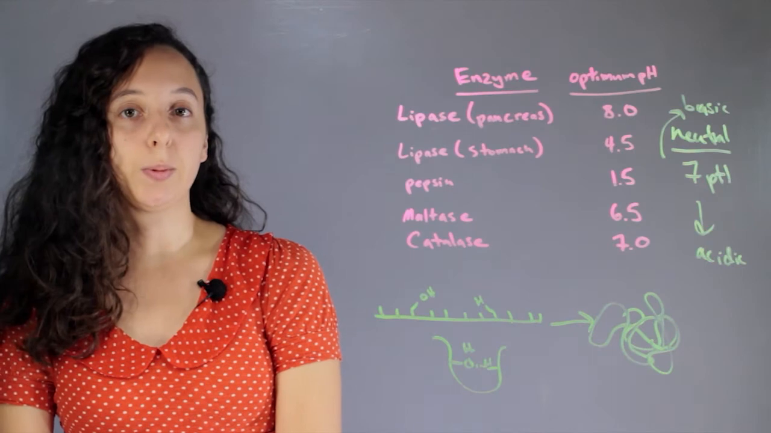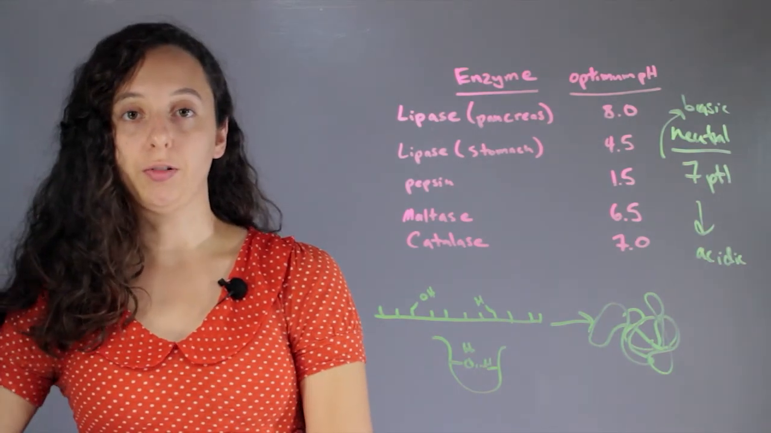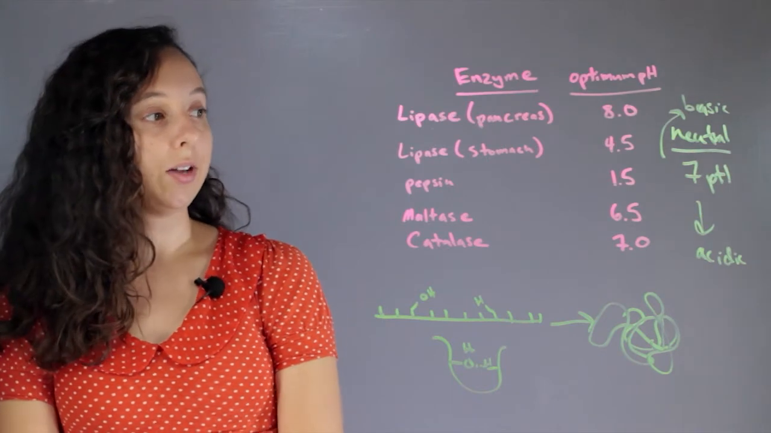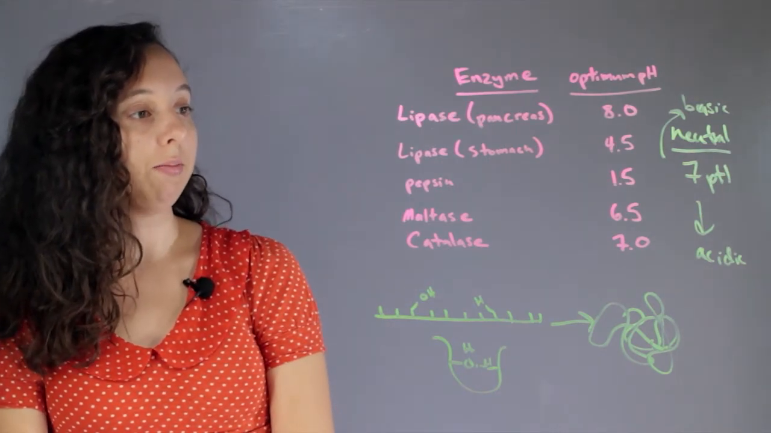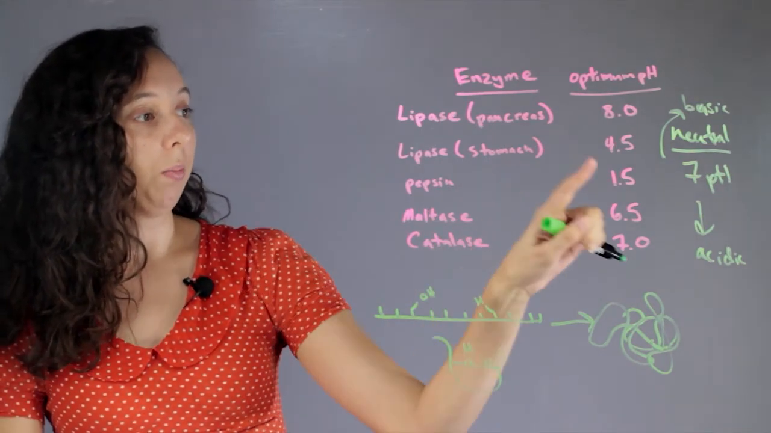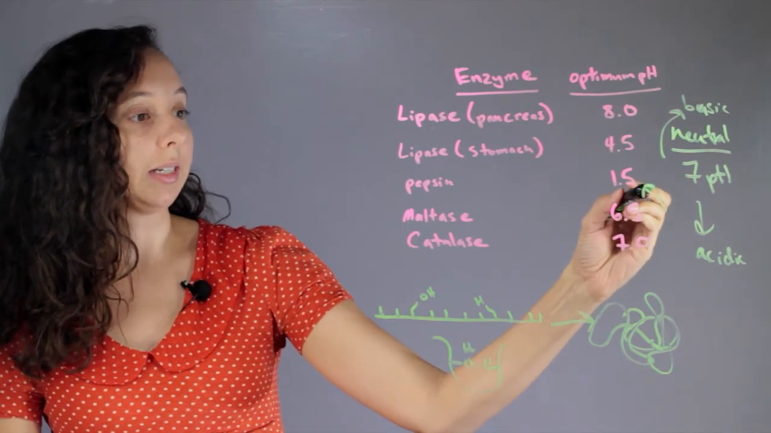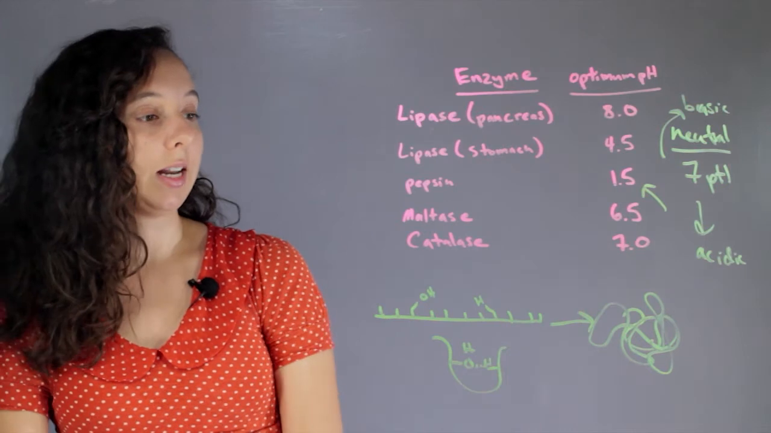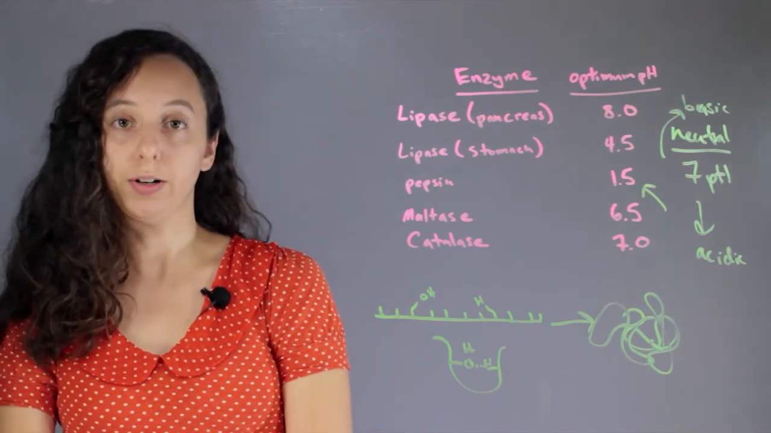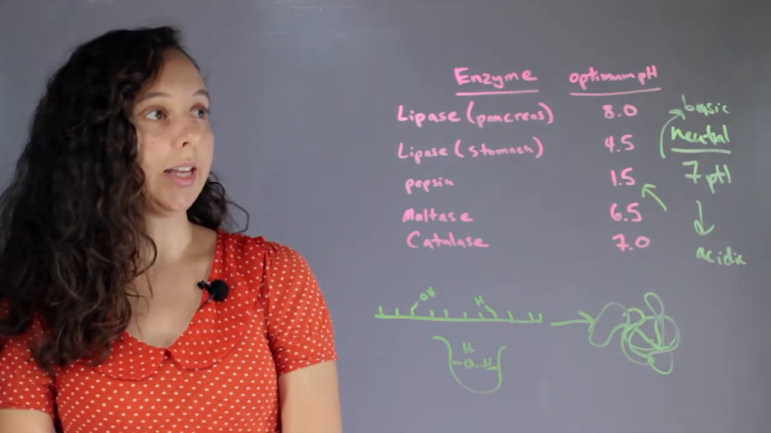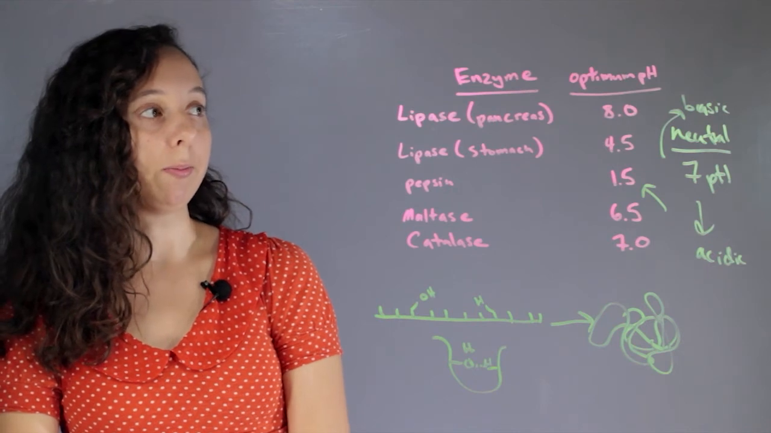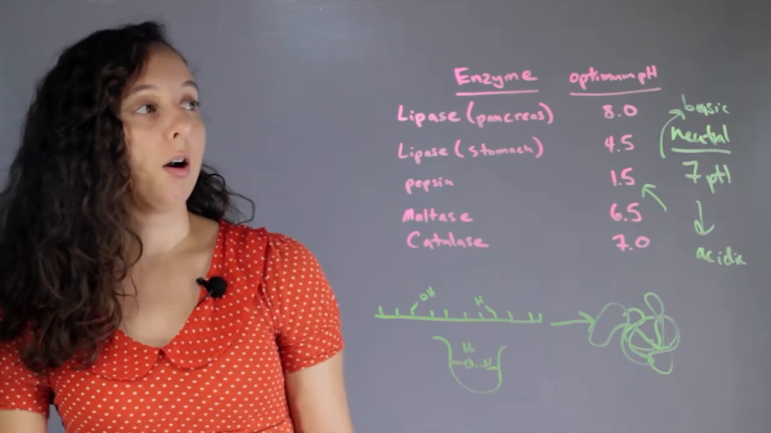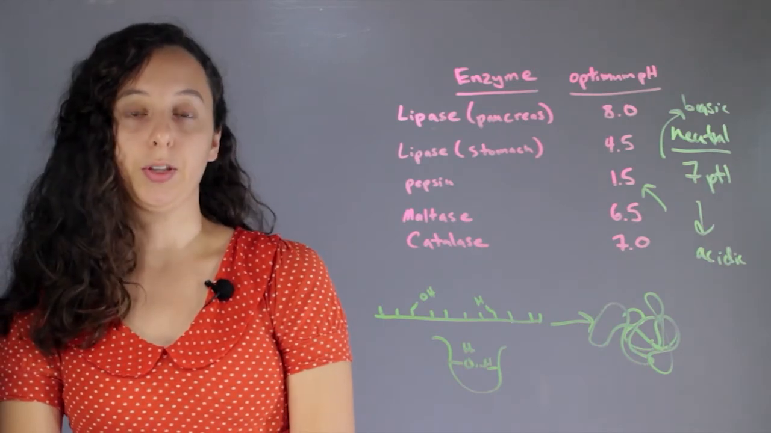And this makes sense because we know our stomachs are full of stomach acid because that helps us digest our food. And so just take a look at some other enzymes. You have pepsin 1.5, so extremely acidic, maltase 6.5, a tiny bit acidic, and then catalase, which is pretty much neutral. So these enzymes all have different optimum pHs, and you can kind of tell, like for instance the stomach, where they'd be located in the body based on the pH.